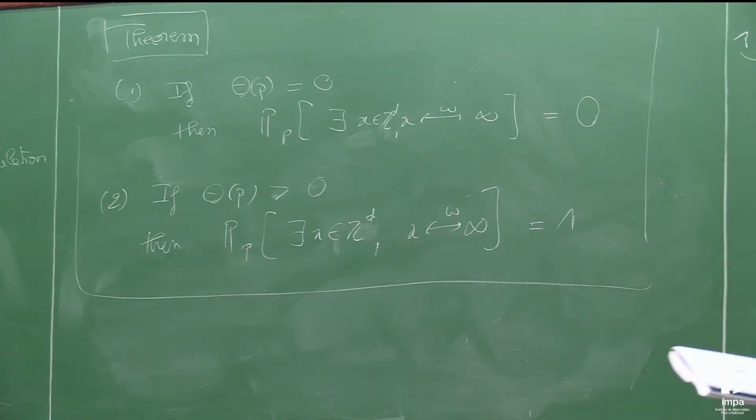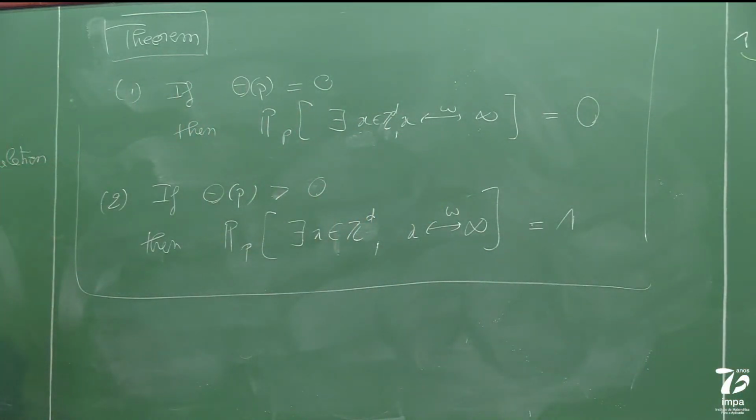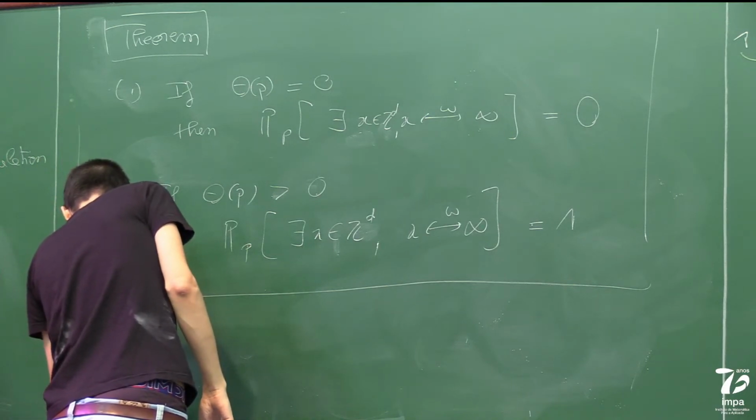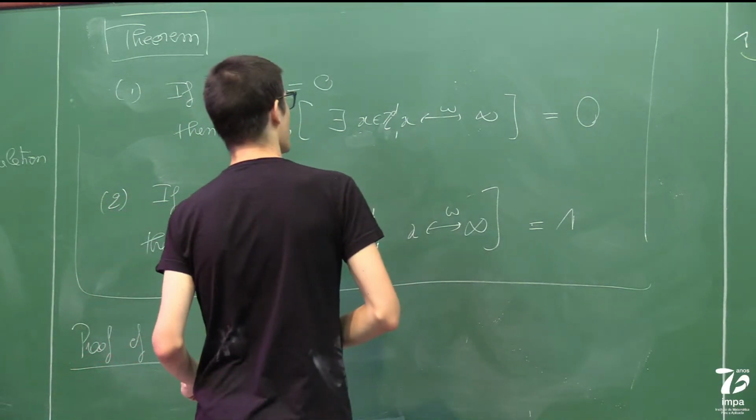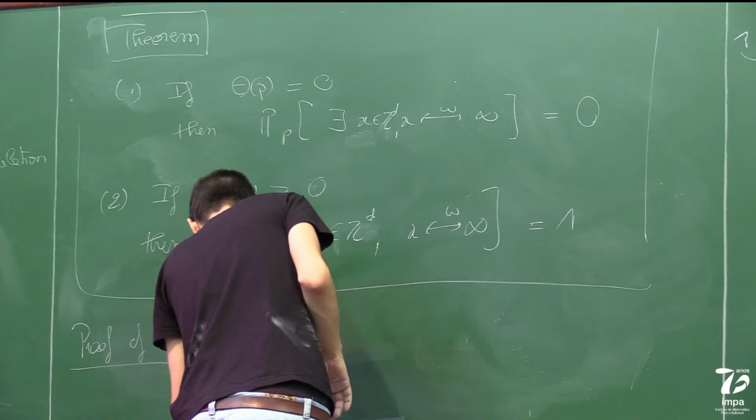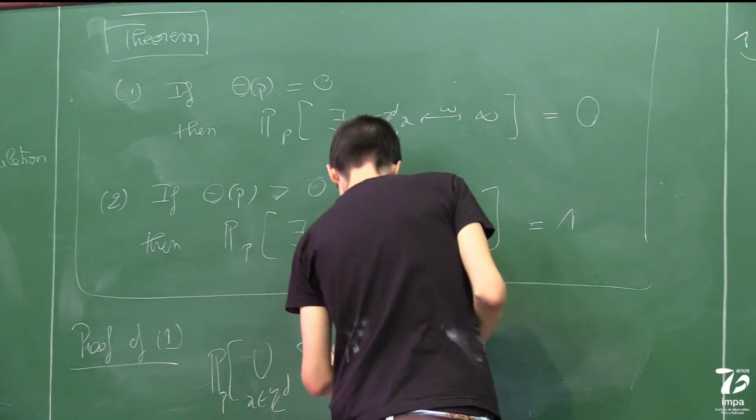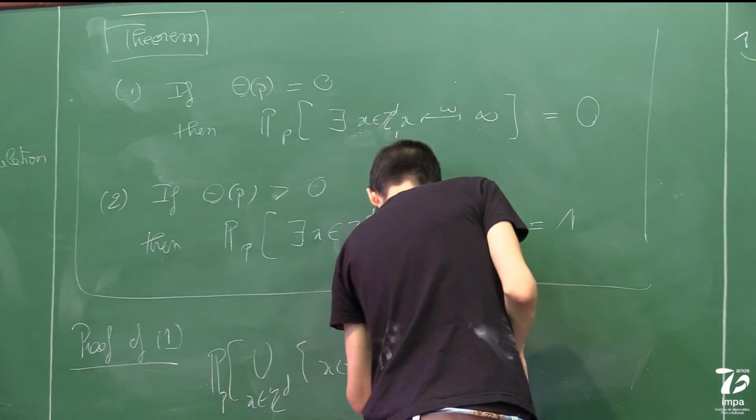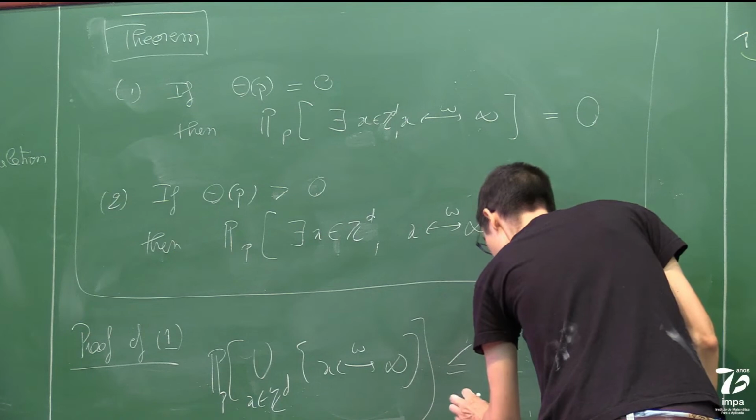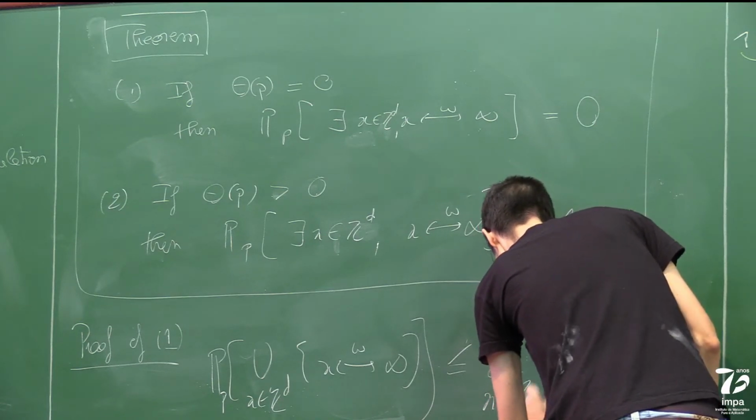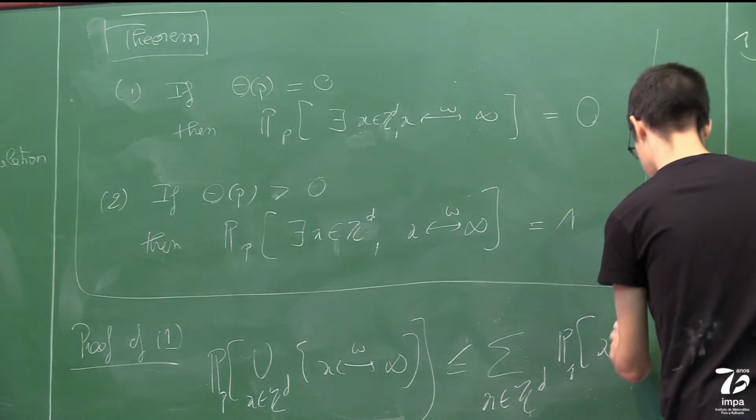This is the main result we want to prove today, and one is relatively easy. It's not that we have already proved it, but proof of one: the probability of the union over x in ZD, that x is connected to infinity, is smaller than the sum over x in ZD of the probability that x is connected to infinity.